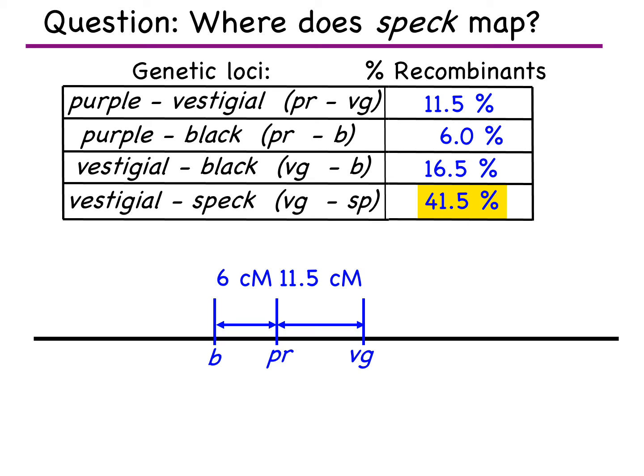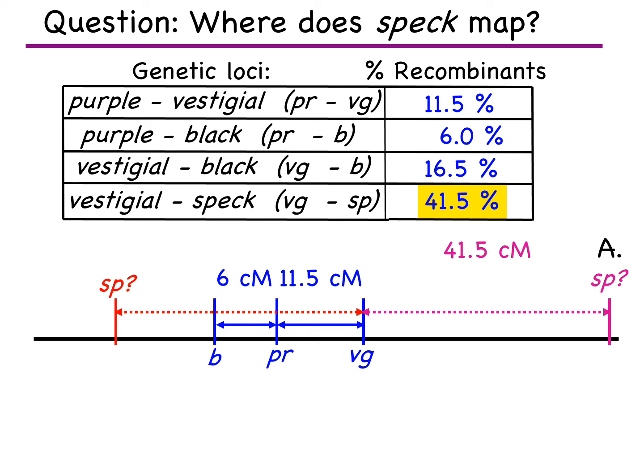Is the spec gene to the right of vestigial or is it to the left? I'll give you two choices here. Is the spec gene 41.5 centimorgans to the right of the vestigial gene? That's option A. Or is it 41.5 centimorgans to the left of the vestigial gene? And that'll be option B. I'll give you a third option too, that you can't tell.